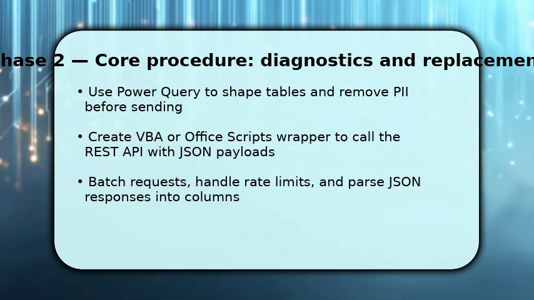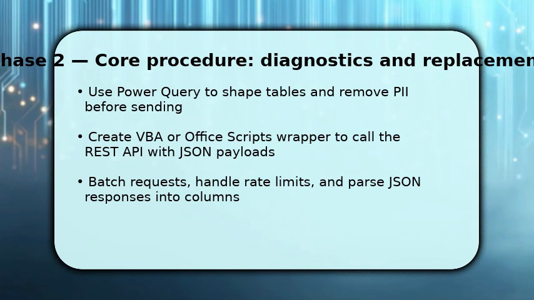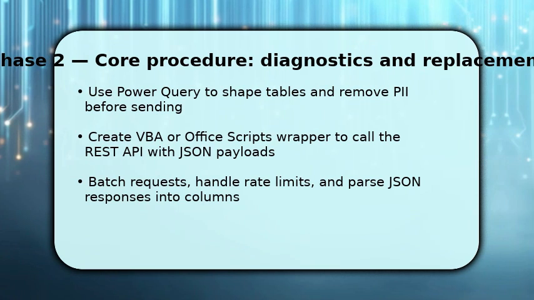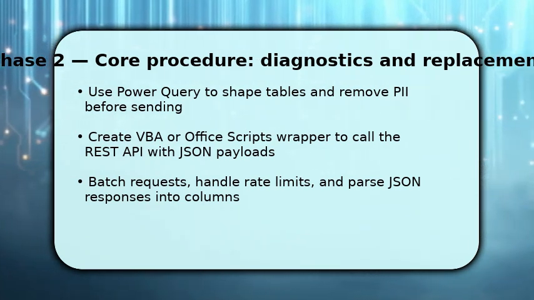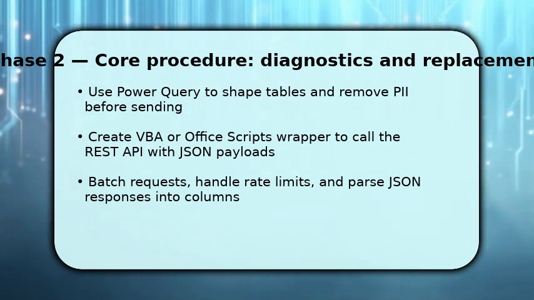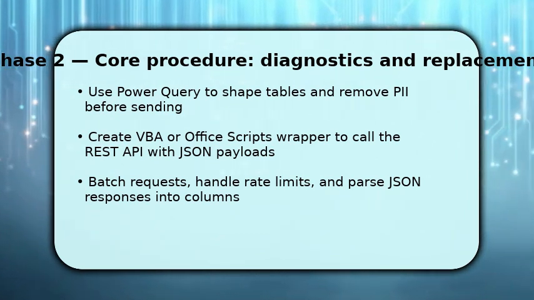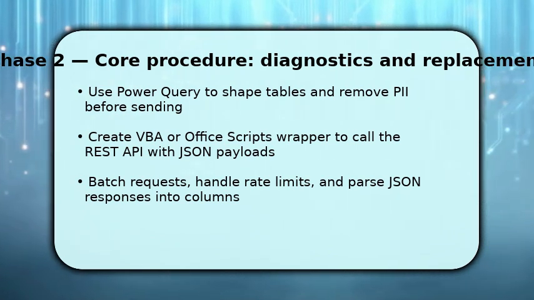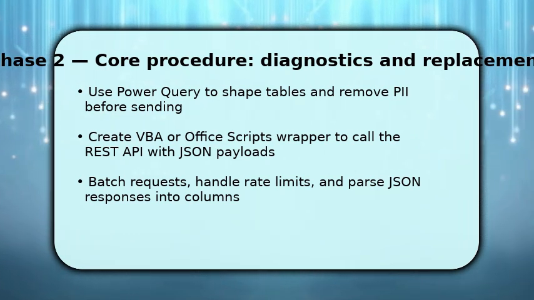You'll now connect Excel to the model. Use Power Query to clean and structure data, remove personal info, and reduce rows with sampling if needed. Then build a lightweight wrapper, either VBA with WinHTTP or Office Scripts calling fetch, compose JSON prompts, and include system instructions. Once done, send batched requests sized to rate limits and pay attention to token usage. Batching reduces cost and latency. When responses return, parse the JSON, map fields into new columns, and validate outputs against original rows to preserve alignment.